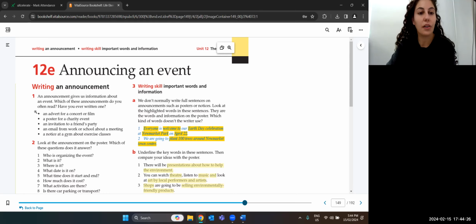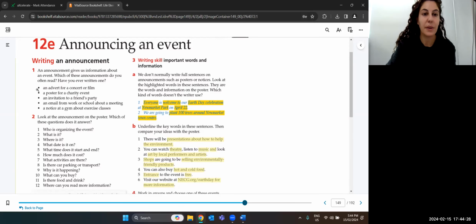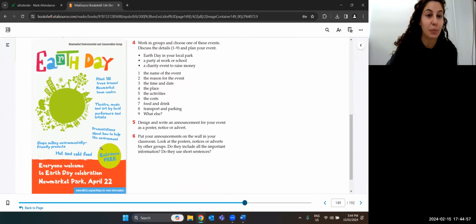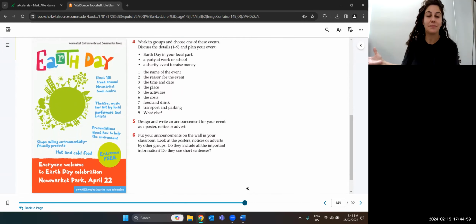Which of these have you often read? So maybe do you see it for a concert, a film, a charity event? Maybe they will need to collect money to help the sick people or something. Maybe it's an invitation to your friend's birthday party, or it's an email for work or school about a meeting, or a gym class exercise. They are all events, and you would have come and read them across in your life. So the one that we're going to look at as an example is this one, Earth Day.